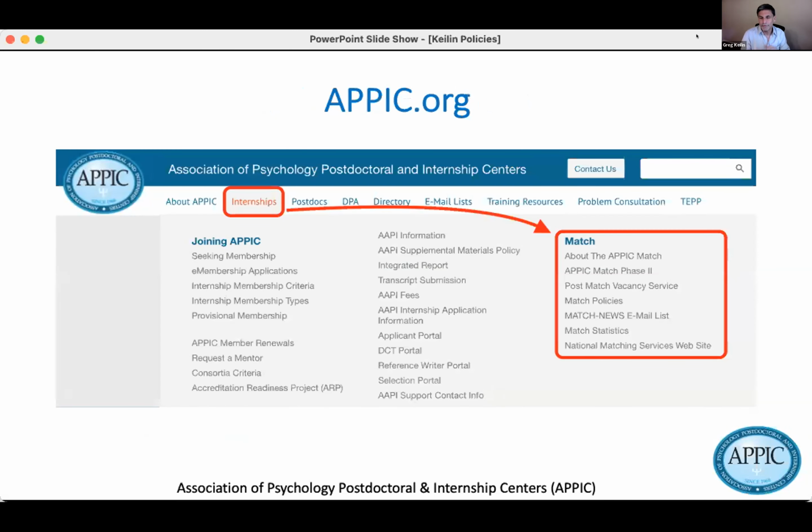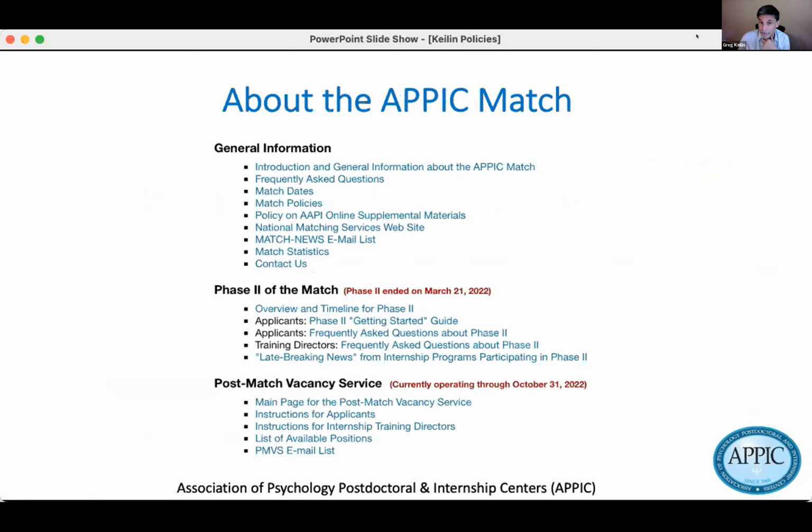Also want to show you 2 websites, the APPIC and NMS websites, very quickly, just to show you where to get more information about the match, because sometimes people have a hard time finding it. APPIC.org, internships menu, there on the right side, you have a little submenu. If you choose About the Match at the very top, you're going to get this menu. And this is pretty much from the APPIC website, your directory into all the information that we have.